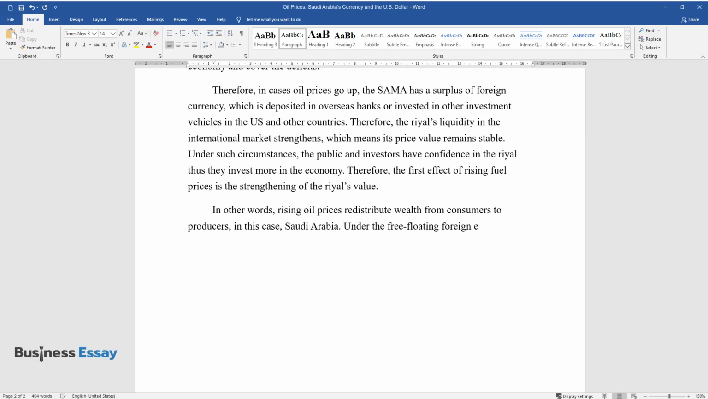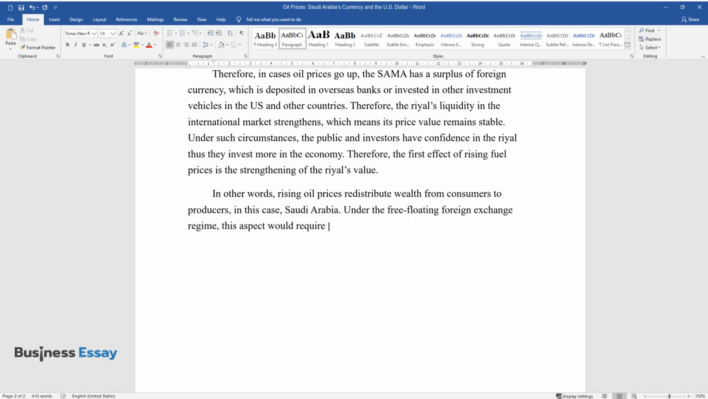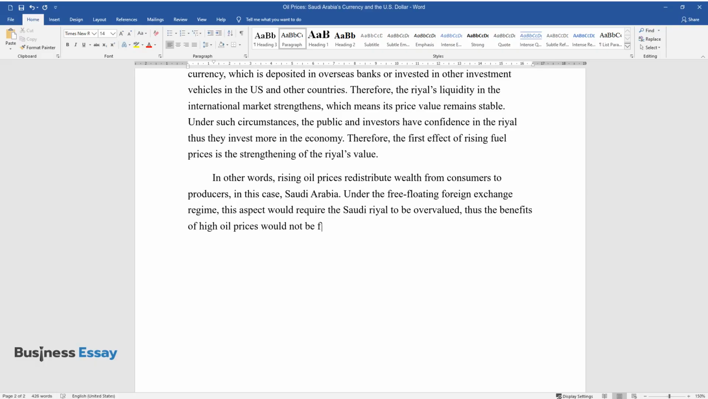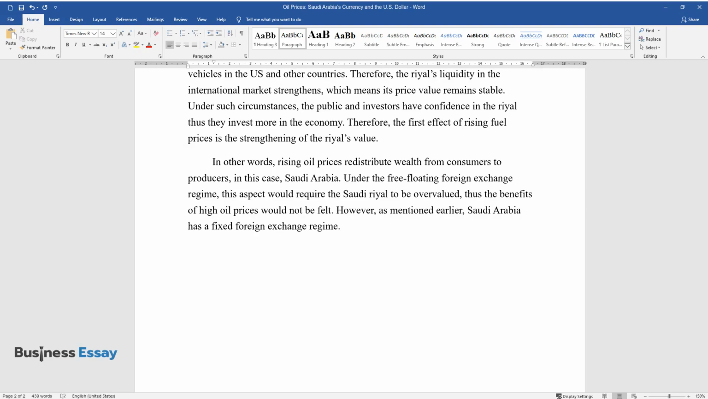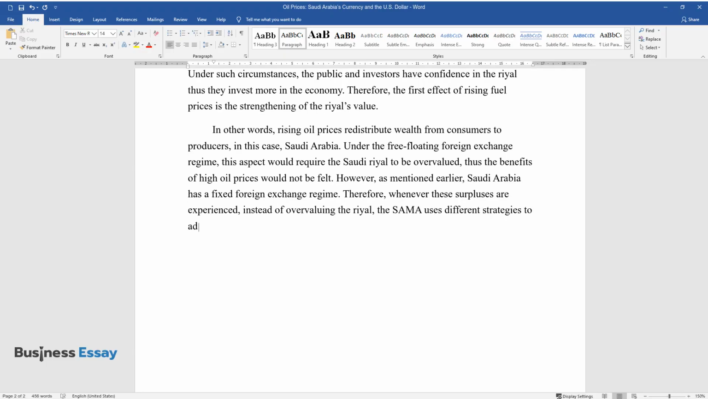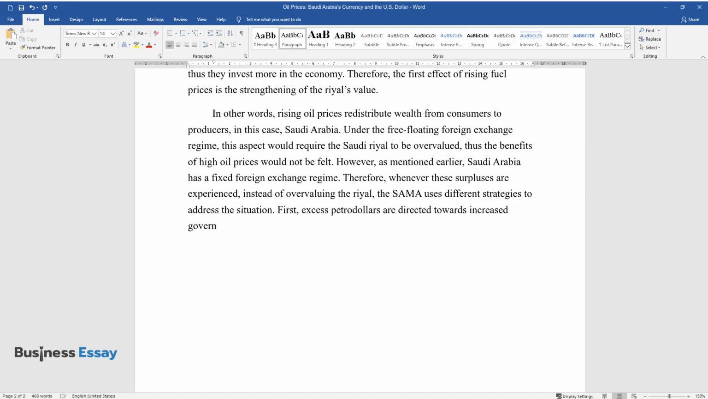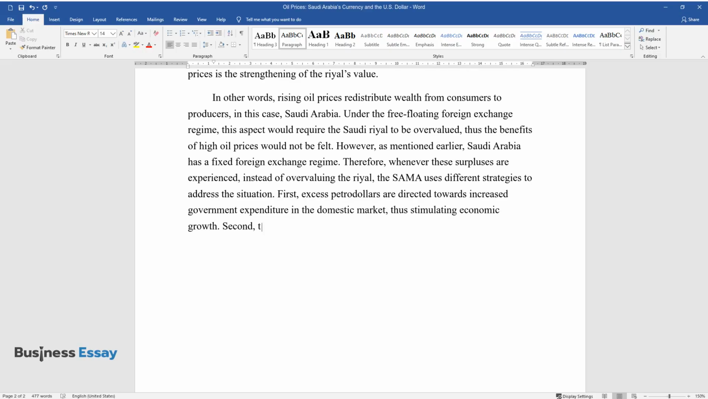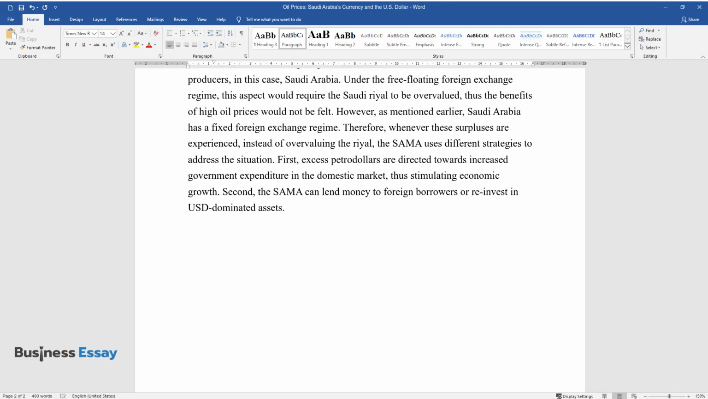Under the free-floating foreign exchange regime, this aspect would require the Saudi riyal to be overvalued, thus the benefits of high oil prices would not be felt. However, as mentioned earlier, Saudi Arabia has a fixed foreign exchange regime. Therefore, whenever these surpluses are experienced, instead of overvaluing the riyal, the SAMA uses different strategies to address the situation. First, excess petrodollars are directed towards increased government expenditure in the domestic market, thus stimulating economic growth. Second, the SAMA can lend money to foreign borrowers or reinvest in USD-denominated assets.